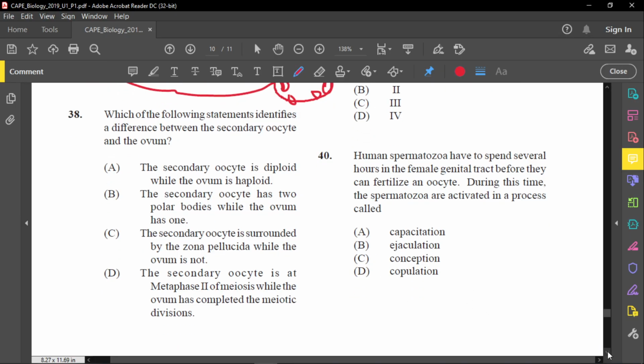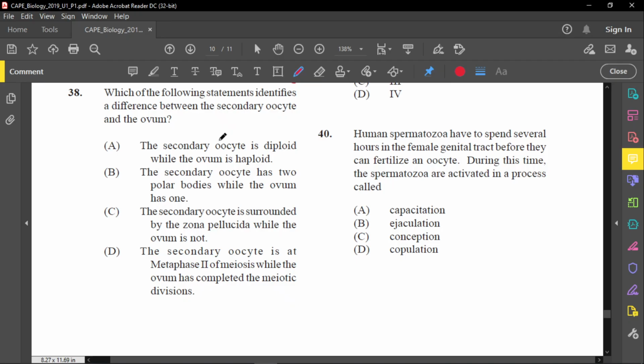Also, what is important right here, let me just run through quickly. The option says the secondary oocyte is diploid, while the ovum is haploid. Not true. Both of them are haploid. So I want to take this out. The only one that is diploid is the primary oocyte. Okay, let's take this piece out. All right, great. So both are haploid.